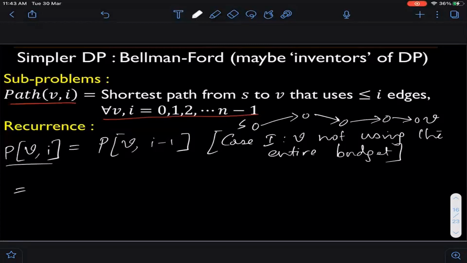Okay, so suppose I tell you that the final edge is U, the penultimate vertex on this optimal path is U. So now we are in case 2, where the shortest path from S to V is actually using up all the budget. It's using I number of edges. And I also tell you that the last edge is UV. Then what should be the recurrence?